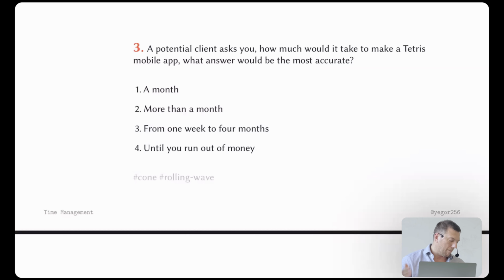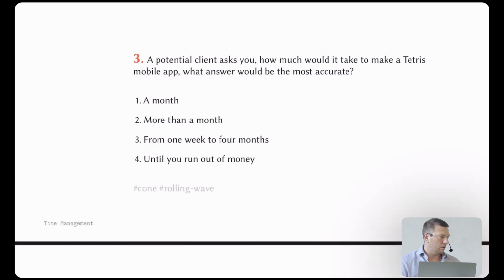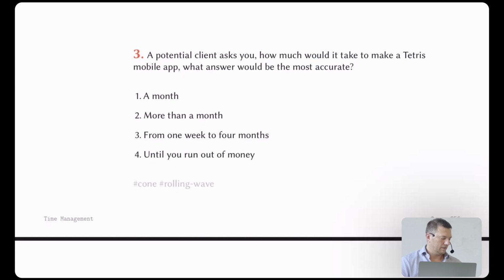What do you think? First one, a month, more than a month, from 1 week to 4 months. See the difference, 1 week, 4 months, or until you run out of money. That's also a possible answer. So which one do you think is the best one if you are a professional project manager?